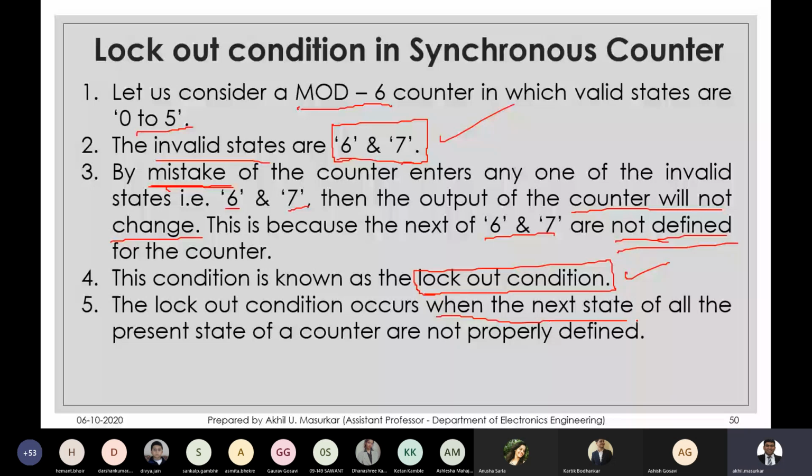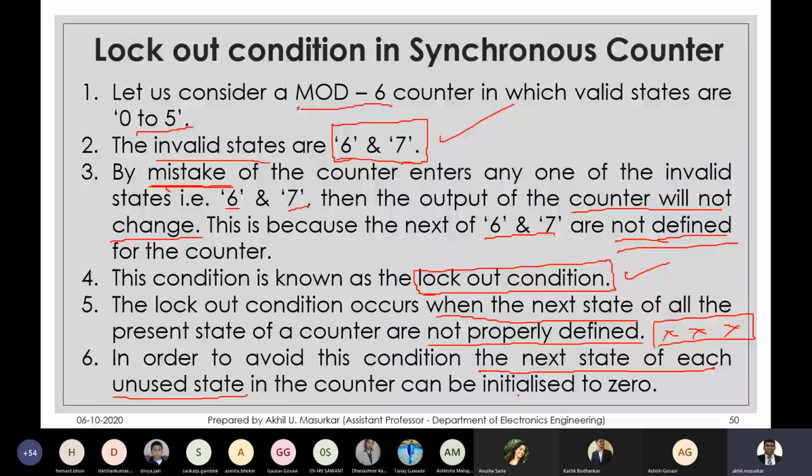The lockout condition occurs when the next state of all the present states of the counter are not properly defined. Not properly defined meaning some are don't care. In order to avoid this condition, the next state of each unused state in the counter can be initialized to 0. As a default, we again initialize it to 0.